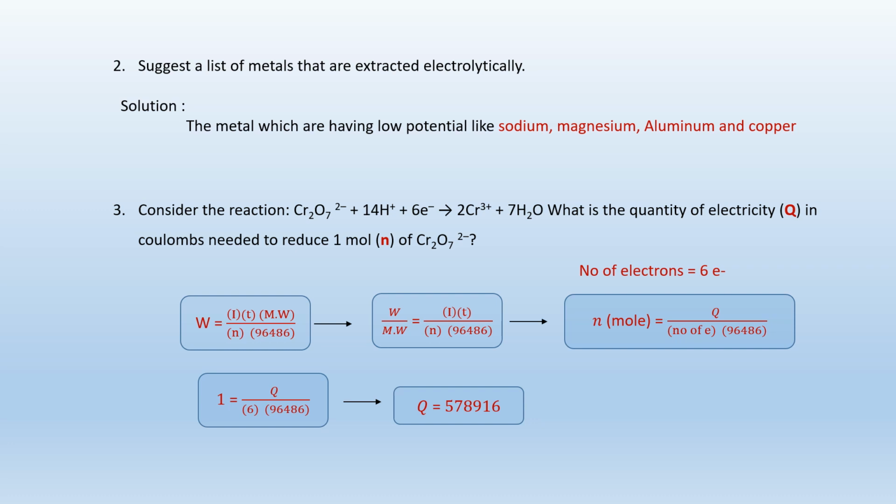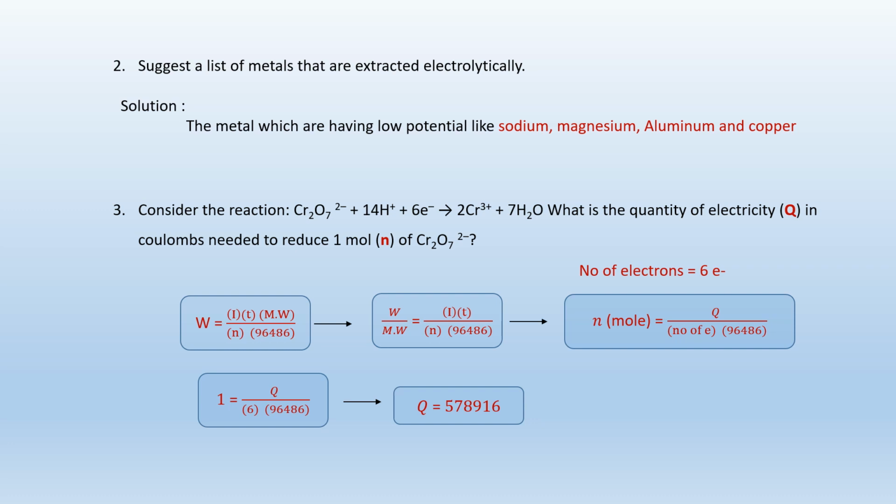Suggest a list of metals that are extracted electrolytically. We have seen the example of copper purification through the electrolytic cell. So copper is one metal, and we have also seen sodium and magnesium. Aluminum is also purified by the electrolytic cell method. So these are the metals that can be extracted electrolytically. They take the ore, extract the metal, and purify it through the electrochemical process. By that they obtain the purest form of metal.